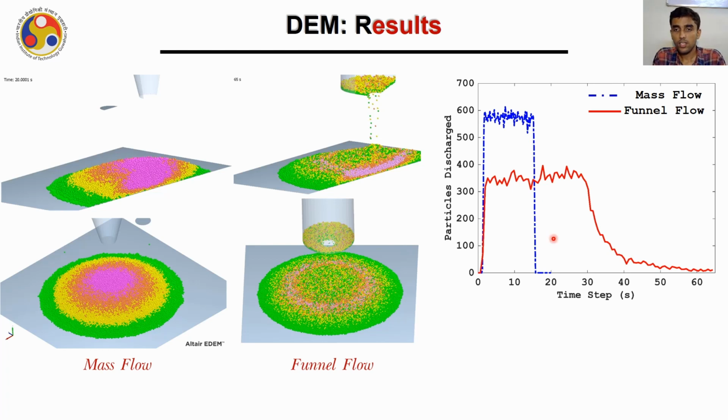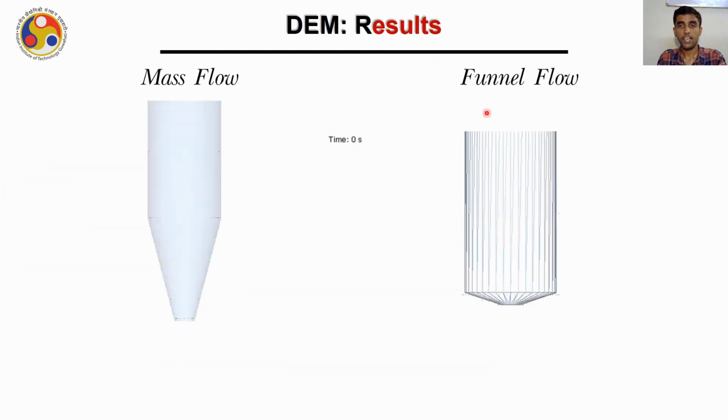Another thing you can notice here is, if you plot the number of particles discharged versus the time step, in funnel flow the discharge rate is quite low. Whereas in the case of mass flow, that means a cone angle of very high value, the discharge rate is very high. So the powder particles have discharged much more quickly in mass flow as compared to funnel flow. Let's look at the animation.